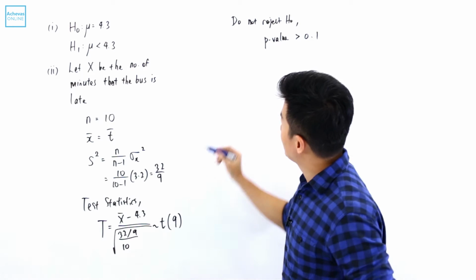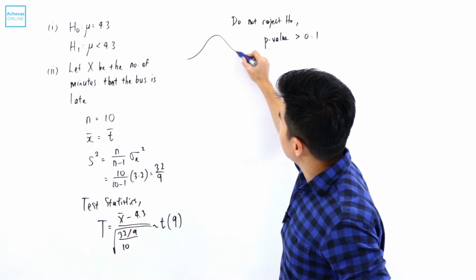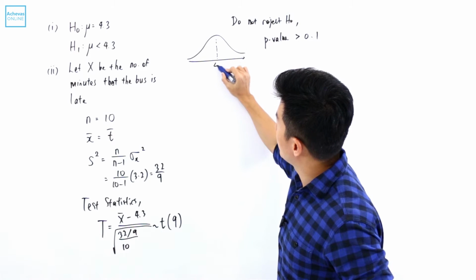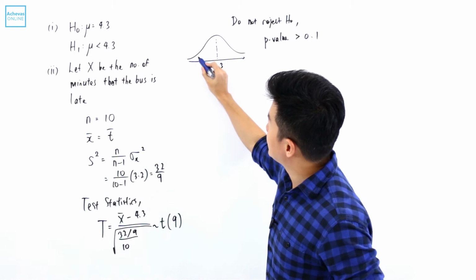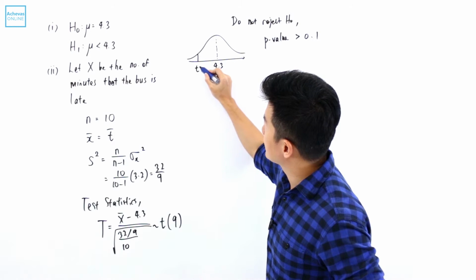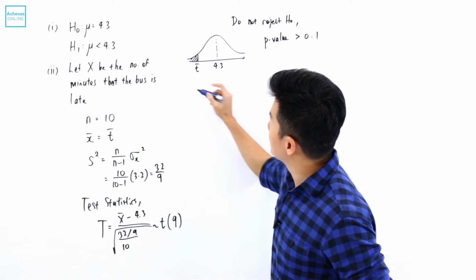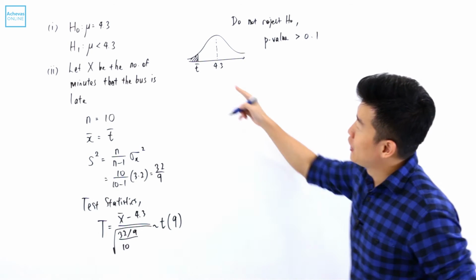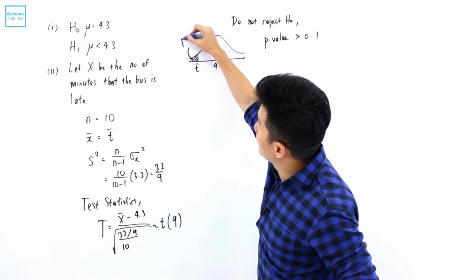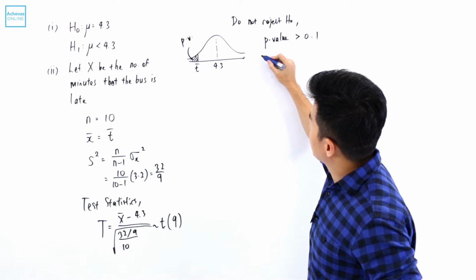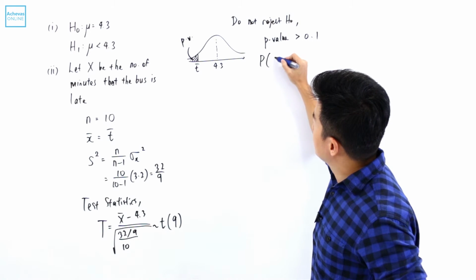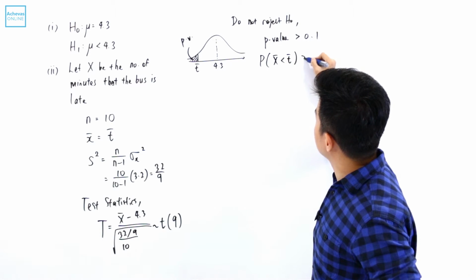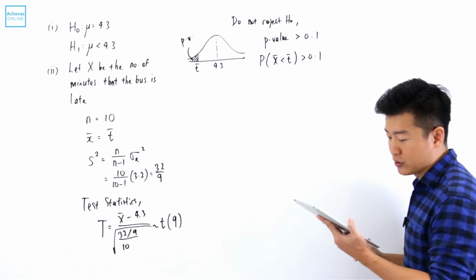This over here is a left tail test. If it is a left tail test, this is 4.3, which means that T bar is going to be on the left hand side. When this area here is going to be the p-value. Okay, so this is the p-value. That means the calculation of it is probability that x bar is going to be less than T bar. This is going to be bigger than 0.1.